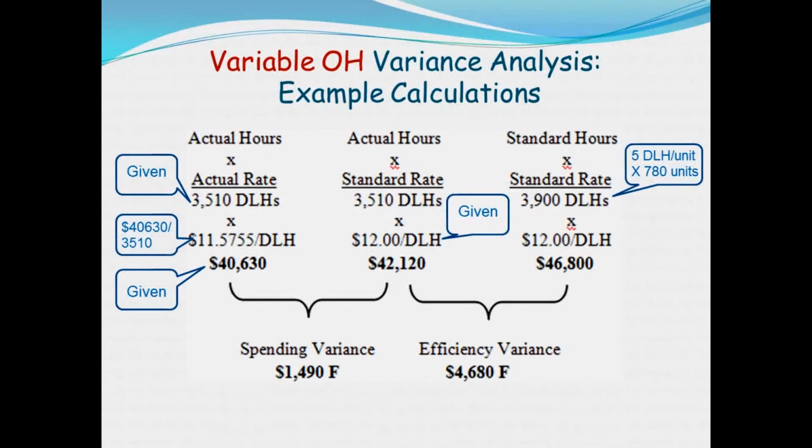And here's where it gets a little tricky. We use the actual units sold here. We didn't use 1,000, we used 780. So our standard hours is based upon the standard of 5 direct labor hours per unit, but we're not using the standard number of units, we're using the actual number of units here, 780. That's the tricky point right here. So now you have the standard direct labor hours times the standard rate of $12 an hour. Now we had 46,800.